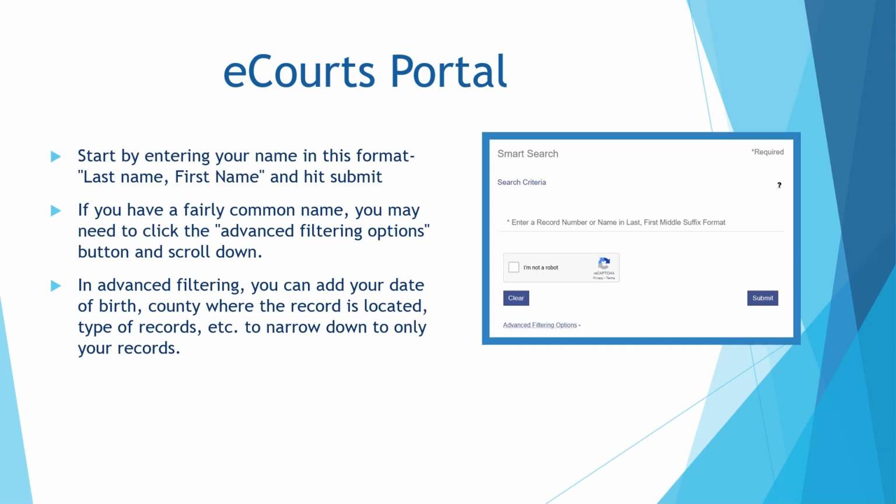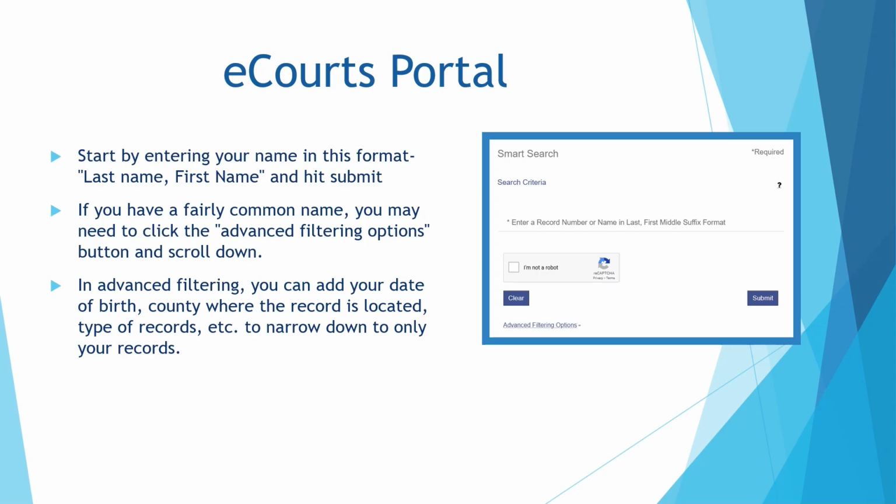Another option is to put the county where the record is located. To be clear, this is going to be the county where the crime was charged. It may not be the county where you lived at the time. So if you were charged with a crime in the county next door, you may need to make sure you're clicking on those counties as well. So keep that in mind. If you feel like you've lived in only one place, make sure that anywhere you may have been charged with something, you're also including in that county dropdown.